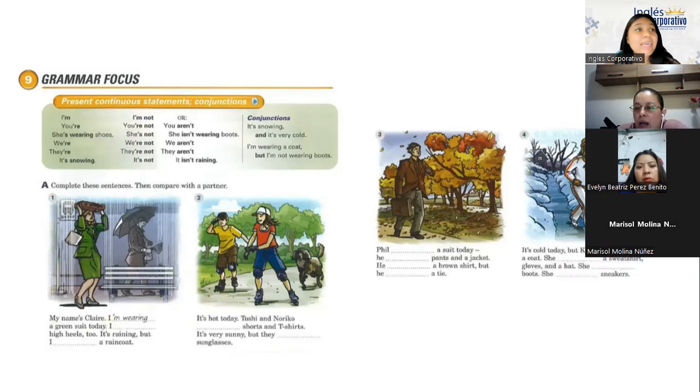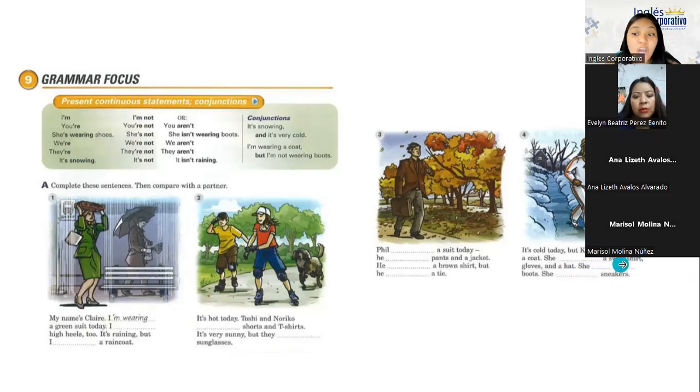But Casey is not wearing a coat. She is not wearing a coat. She is wearing a sweatshirt. Okay. Gloves and a hat. She is not wearing boots. She is wearing a sneaker. Ella usa minibus. Ajá. Okay.